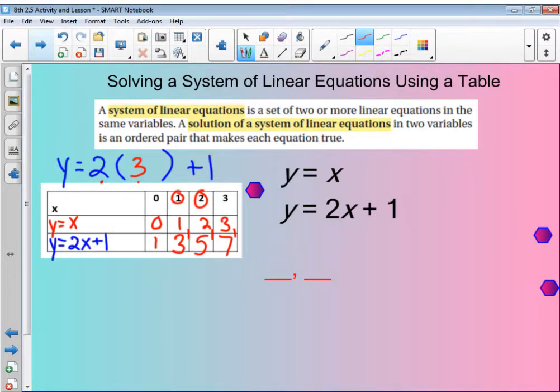Uh-oh. This is the downfall of using a table, is sometimes with the first few that we pick, we don't see our solution. So we're going to have to look at what we currently have. If we look at our first set of numbers here, they're going up by just 1. If we look at our second set of numbers here, they're continuing to go up by 2. Well, if we continue our pattern moving forward with 4, 5, 6, 7, we're just going to see the numbers get further and further apart.